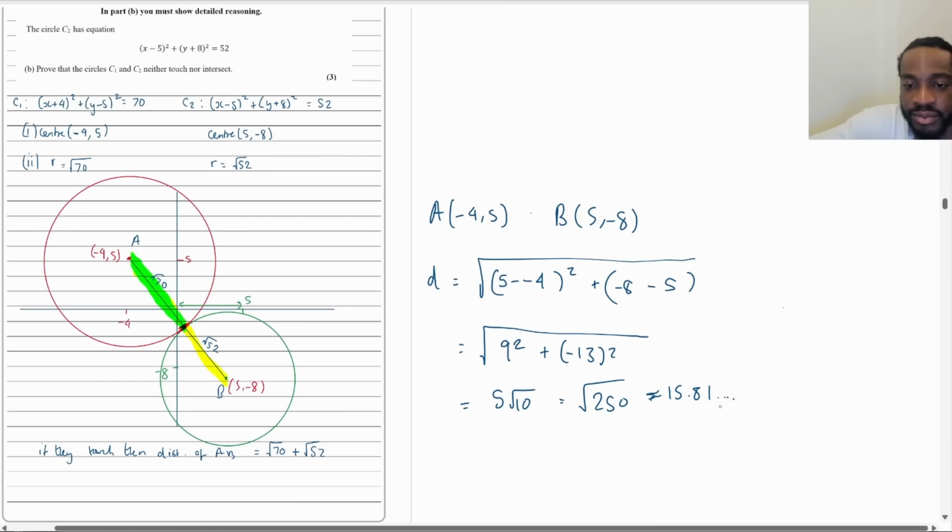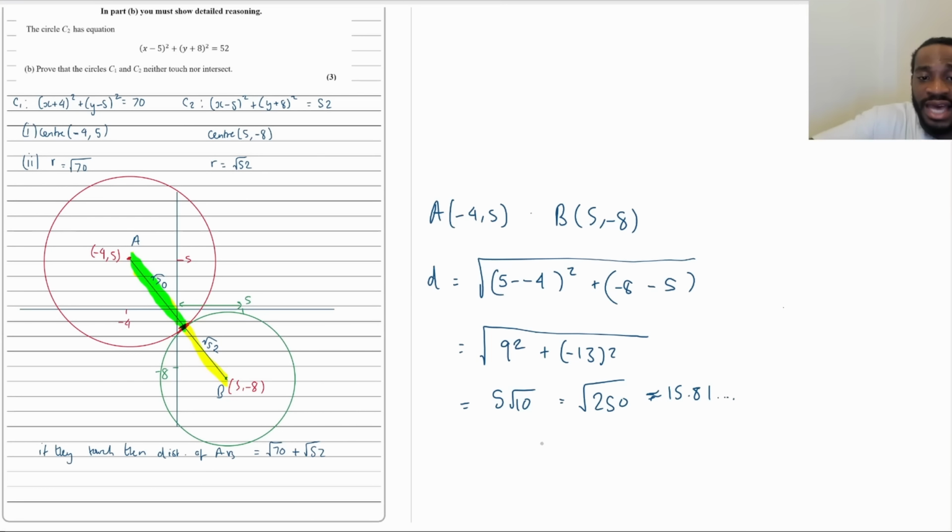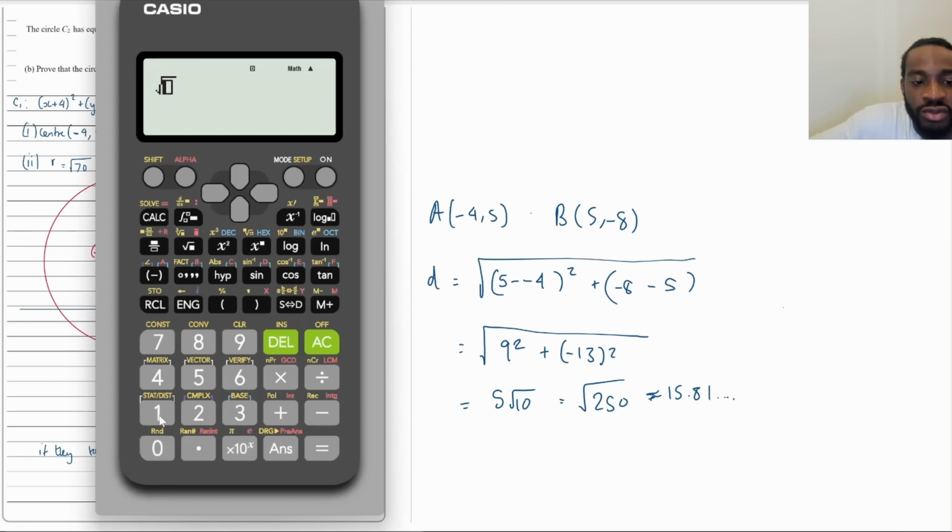15.81, okay, that is the distance between A and B. What is the sum of the two radii? Let's just do root 70 plus root 52. This is equal to 15.57, right?